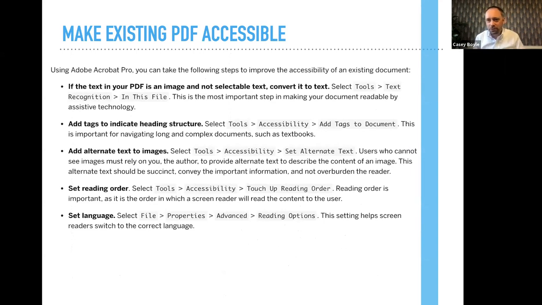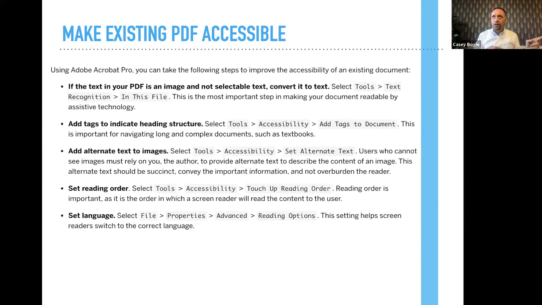And so here's a couple steps to do that. If the text in your PDF is an image and not selectable text, you convert it to text. So in Adobe Acrobat, go to Tools, Text Recognition in this file. That changes here and there a little bit. Sometimes it's text recognition. A number of years ago, it was called OCR, but usually it's a pretty easily findable function on there. That's great. Usually that's where people stop, though. That's where people stop with accessibility. It's just recognize the text and that's it.